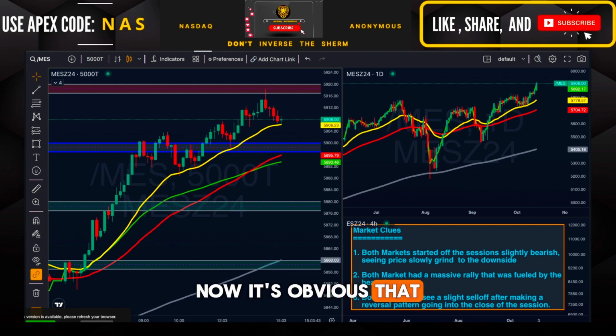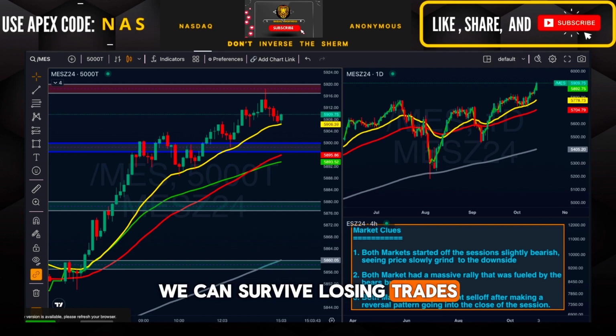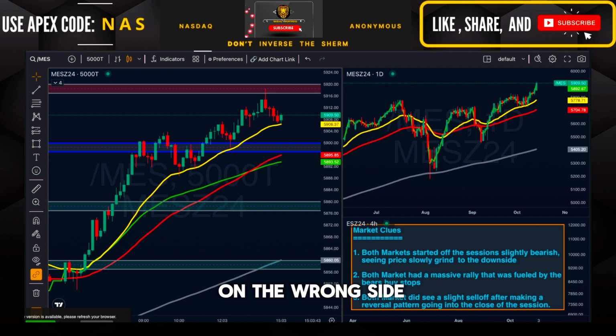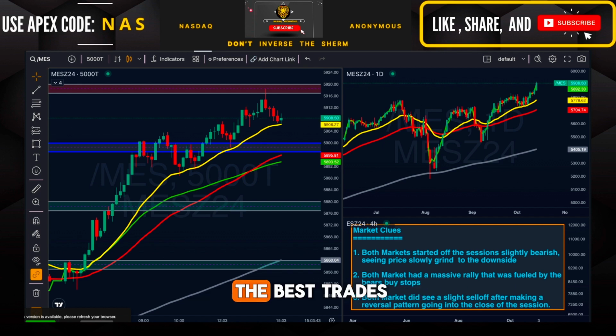Now it's obvious that the bears are going to have to work hard for that rotation lower and even harder to hold. But as long as we adhere to proper risk management and do not revenge trade if we are wrong, we can survive losing trades if we find ourselves on the wrong side of the market, and we can live to trade another day. But I'll be monitoring both markets overnight to identify the best trades as we go into tomorrow's stream.